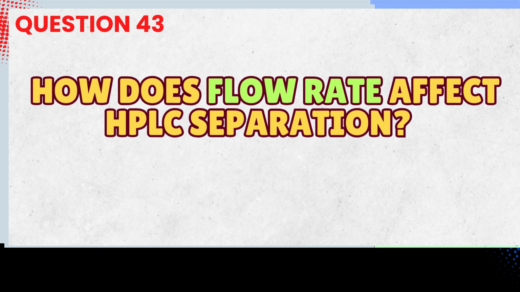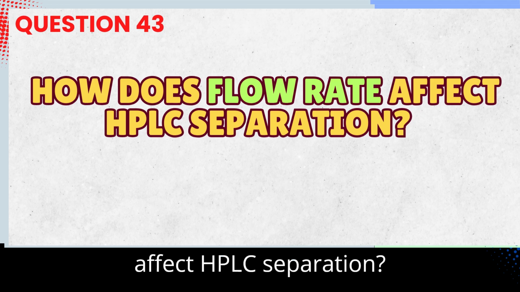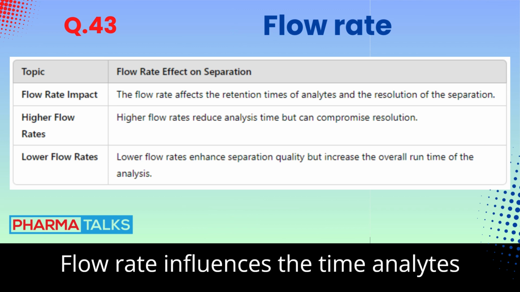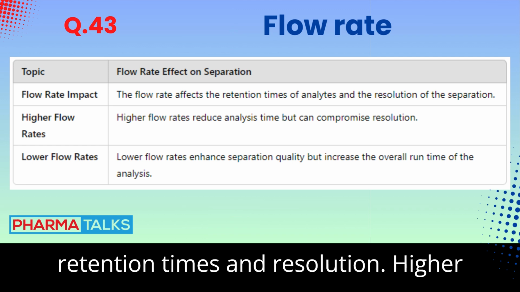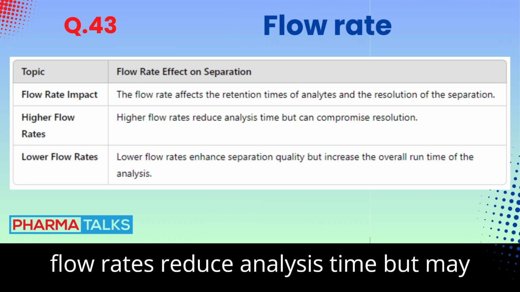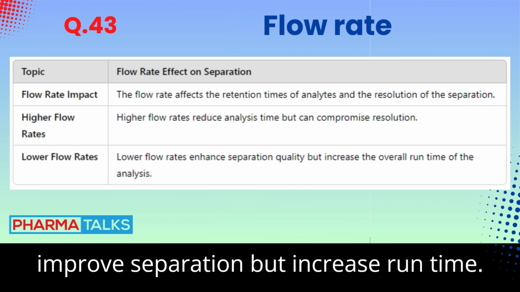Question 43. How does flow rate affect HPLC separation? Answer. Flow rate influences the time analytes spend in the column and affects both retention times and resolution. Higher flow rates reduce analysis time but may compromise resolution, while lower rates improve separation but increase run time.